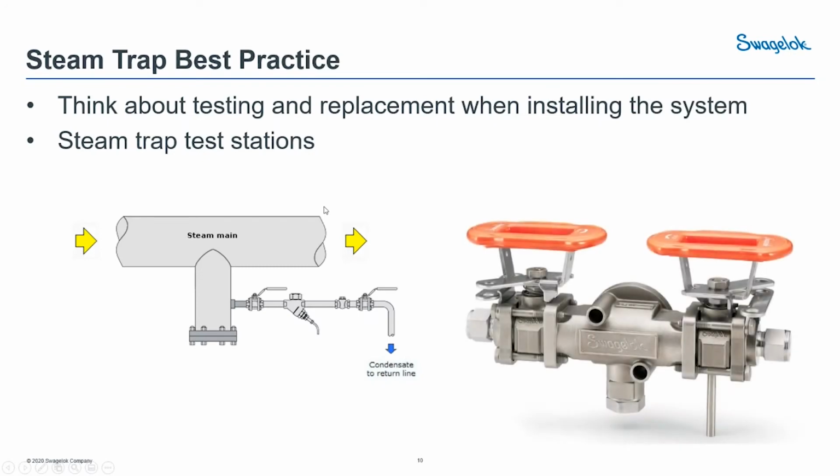A little thing on trapping best practices. So you want to think about testing and replacement when you're installing your system. So this is an example of a steam trap system coming off a steam main. So this is great because they put 2 block valves here, so you can isolate your steam trap. The steam trap's right here in the middle.